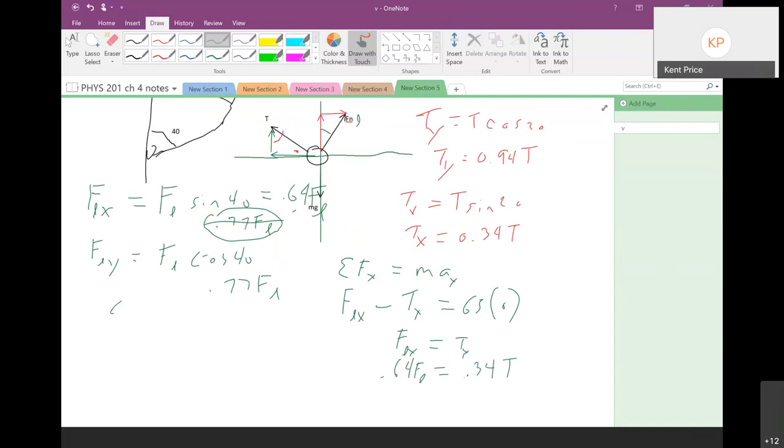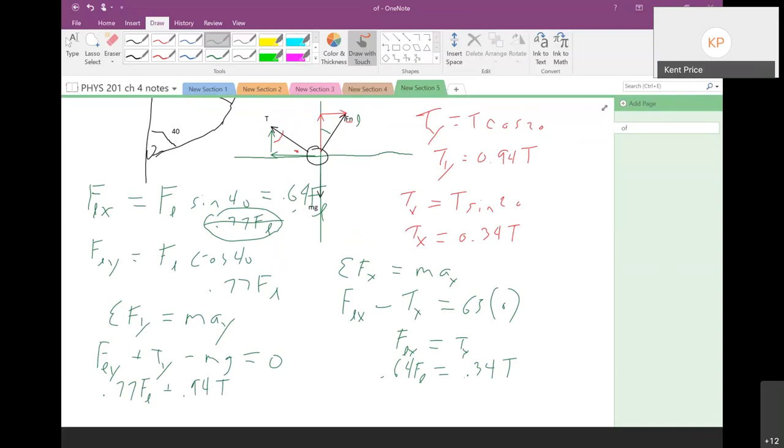So we would say the sum of the forces in the y direction is equal to the mass of the lady times the acceleration in the y direction. On the left, all of the forces that have a y component. In the positive y, we have the y component of her legs plus the y component of the tension. And in the negative y, we've got mg. That's equal to zero because she's not accelerating in the y direction. So then FLy is 0.77 FL, and Ty is 0.94 T.